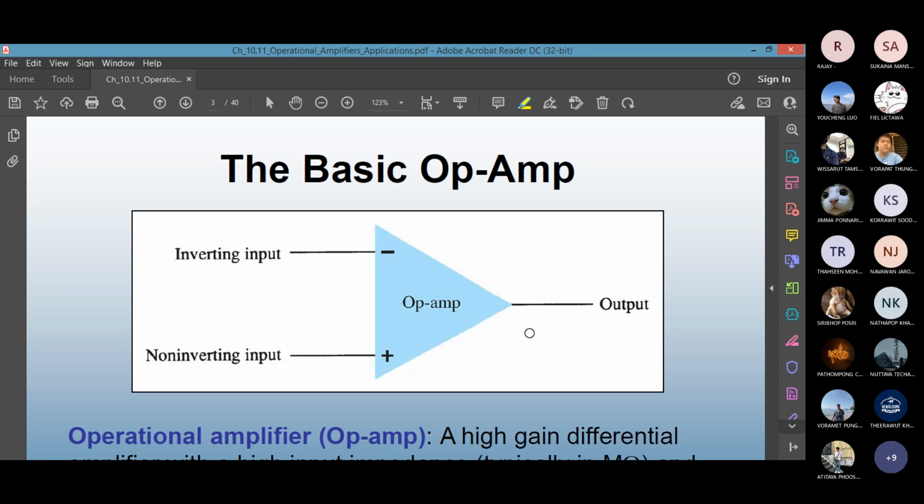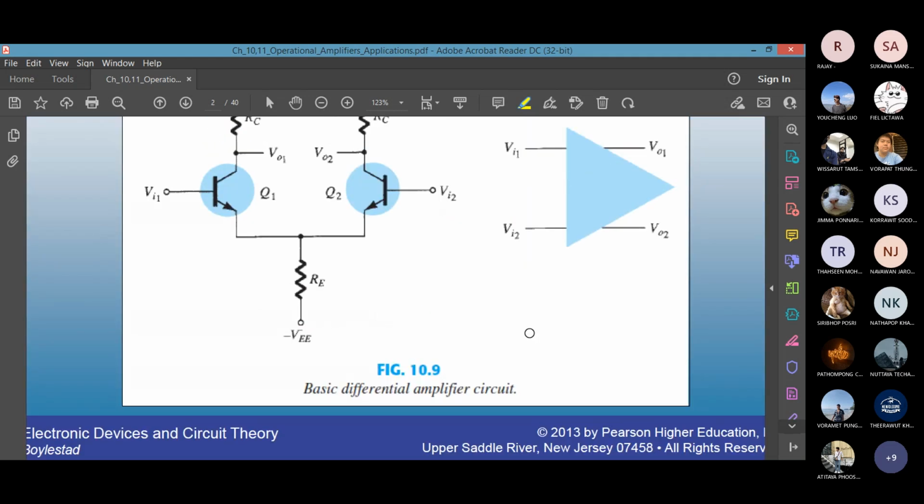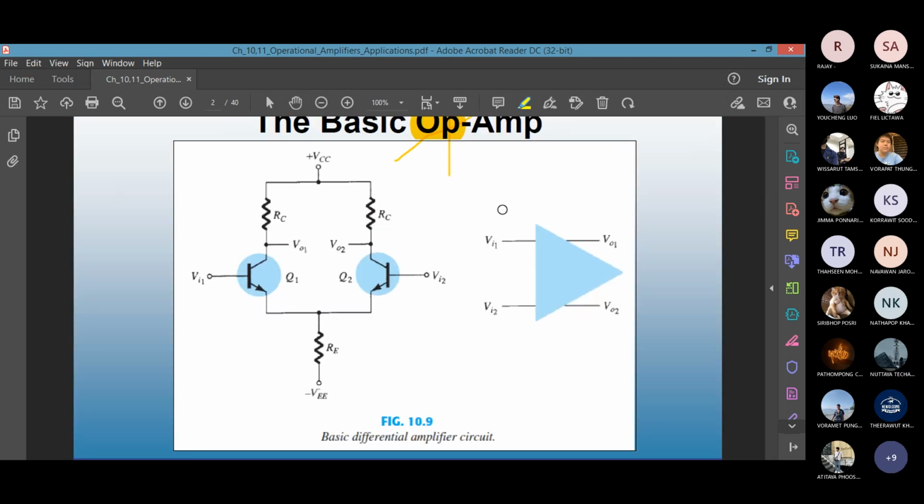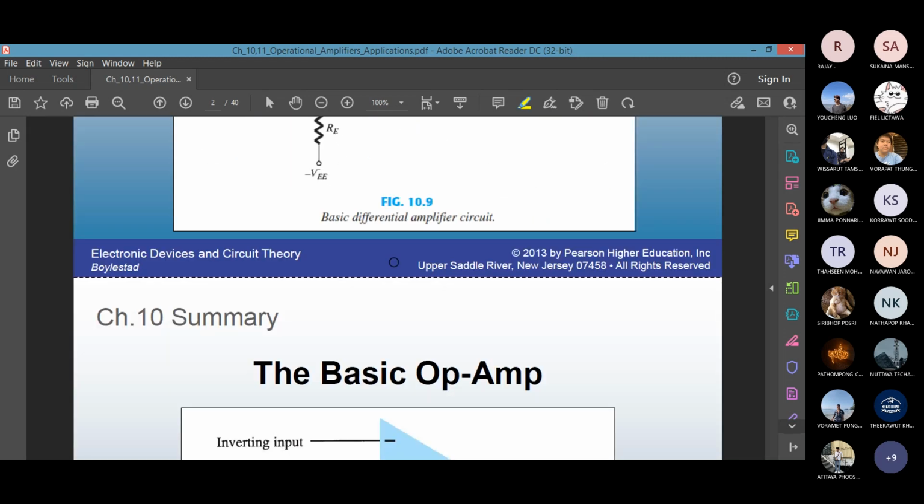Now we are in the basic op-amp. Did you have any questions about the differential amplifier, the basic differential amplifier? Because we have to move on to the next, but I wanted to make sure that you understood this discussion. No questions? Can I move on? No questions. Now we are going to go to slide number 3.